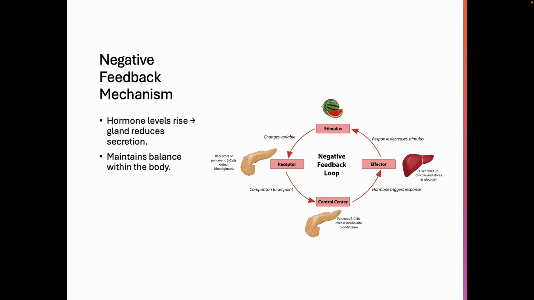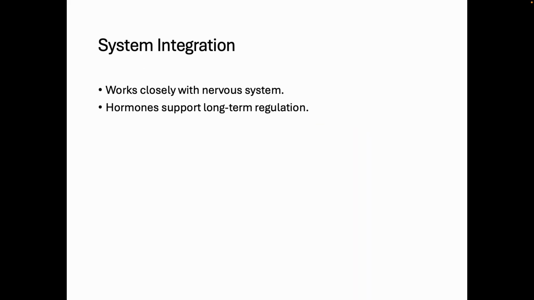Then you have your negative feedback mechanism or your negative feedback loop, whatever you want to call it. The hormone levels rise, the gland reduces whatever secretion it has, and then it helps the body maintain homeostasis. So you have a stimuli, receptor, central control, and then the effect, right? Kind of reminds you of a nerve. Something happens, there's a big loop, and then something happens.